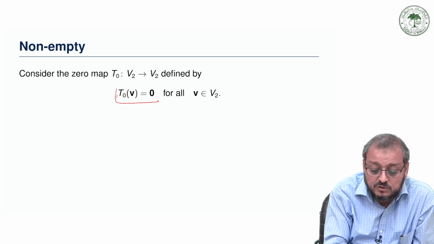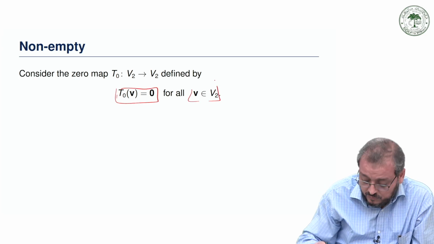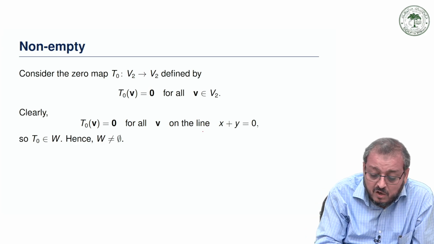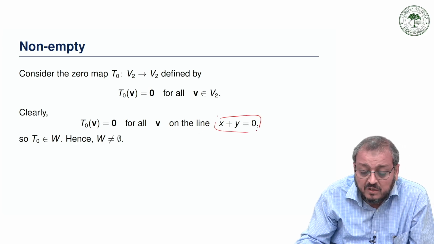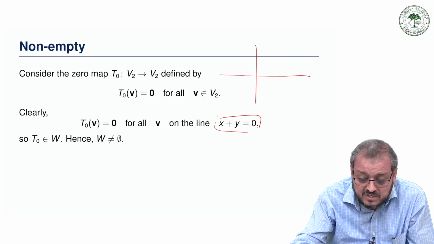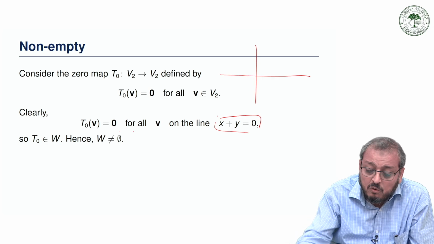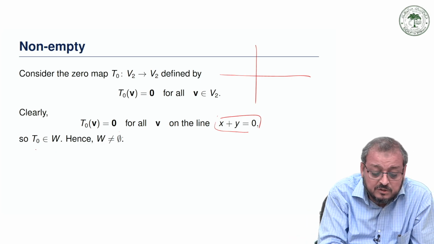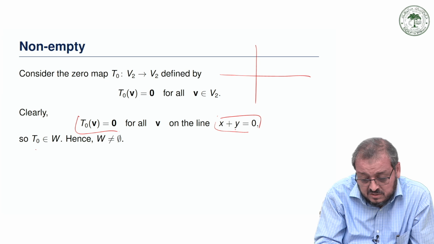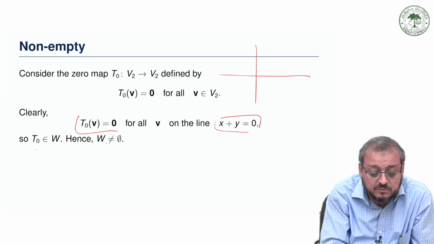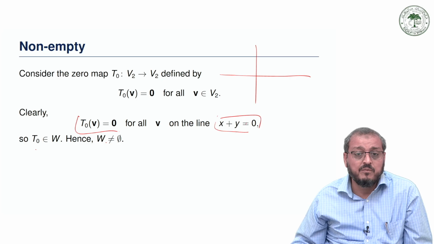So T0 is equal to 0 for all V belonging to V2, and then clearly T0 is equal to 0 for all V on the line x plus y is equal to 0. So on the line x plus y is equal to 0, T is 0 on the whole line. So T of 0 is equal to 0. This means T0 is on the line also. So T0 is an element of W. So W is clearly non-empty.